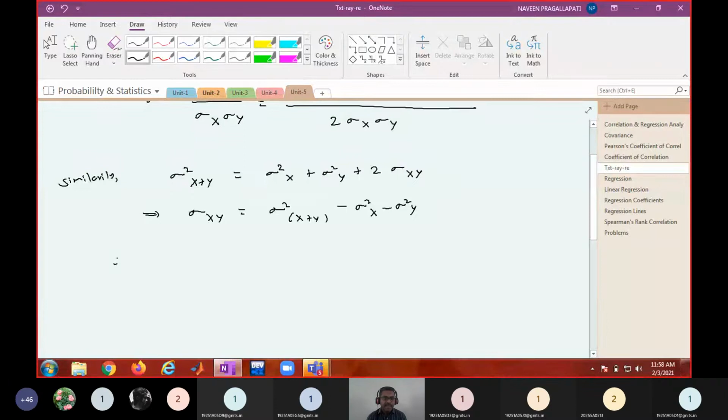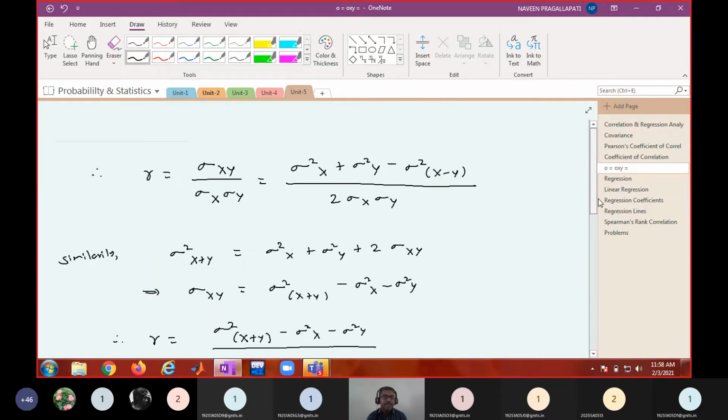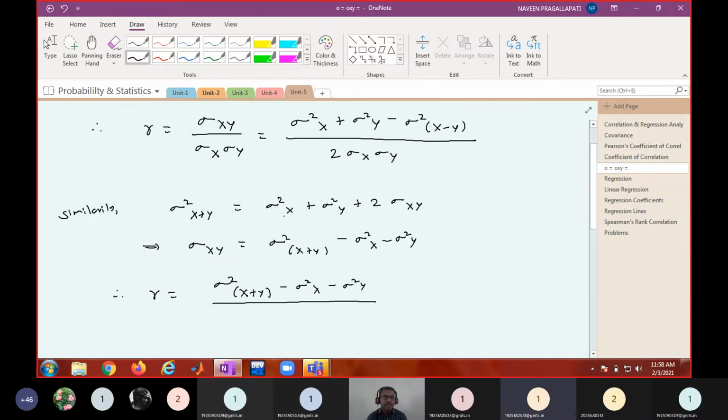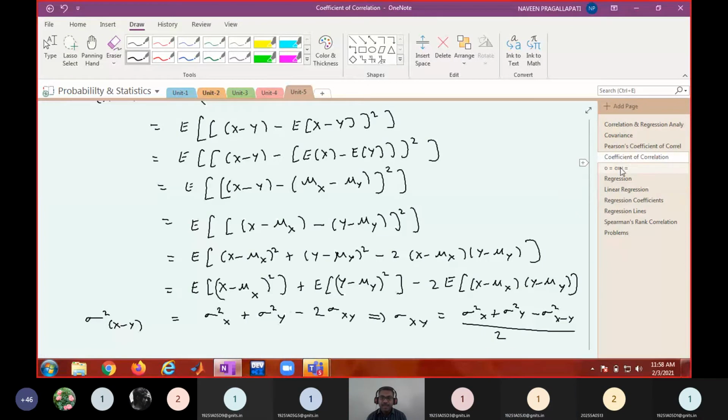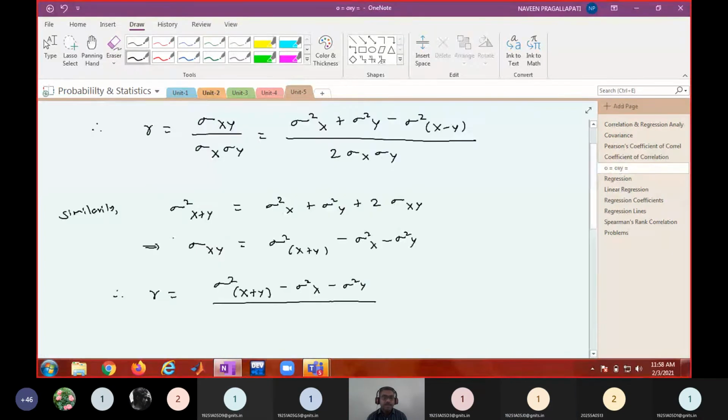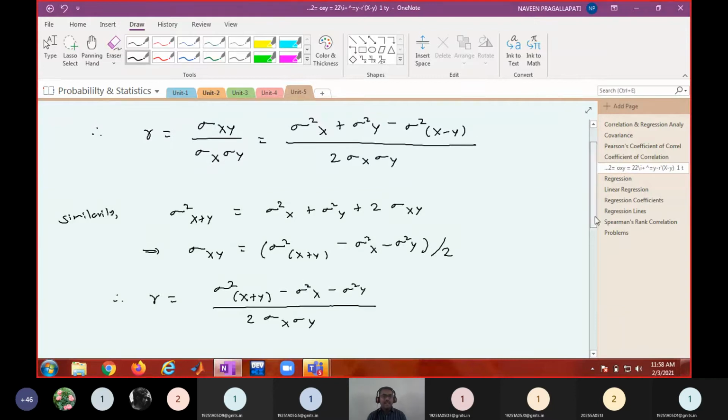Therefore r can be written like this, r equal to sigma xy. What is sigma xy now? Sigma square of x plus y minus sigma square x minus sigma square y, divided by... any mistake I did? Divided by 2. Divided by 2 or 2 times sigma x? Divided by 2, right? So 2 times sigma x into sigma y. Like this, several expressions you can get for r.